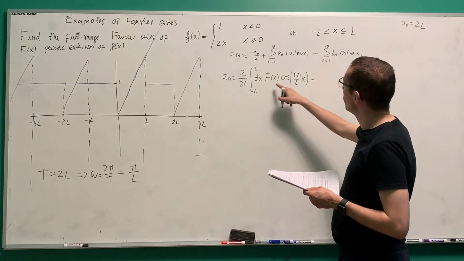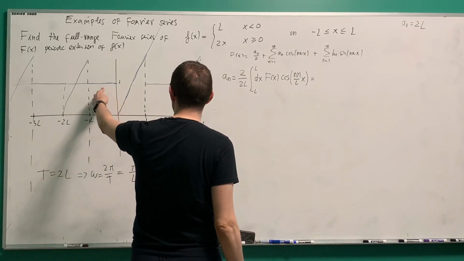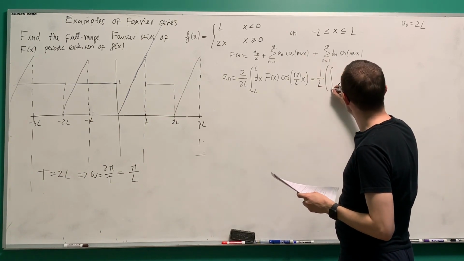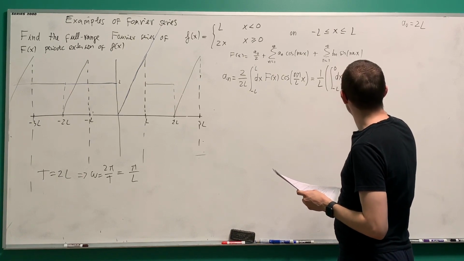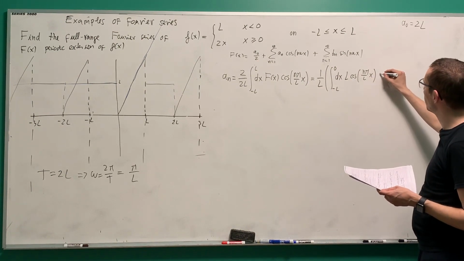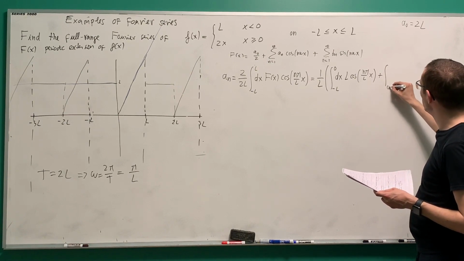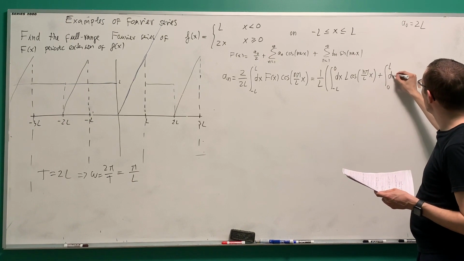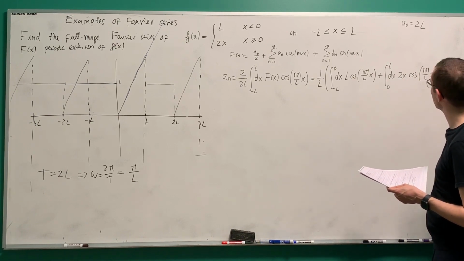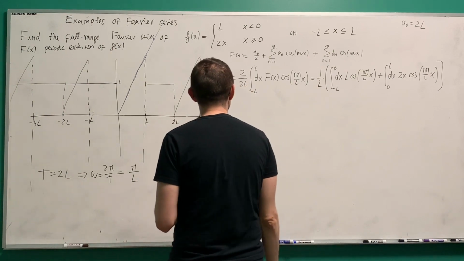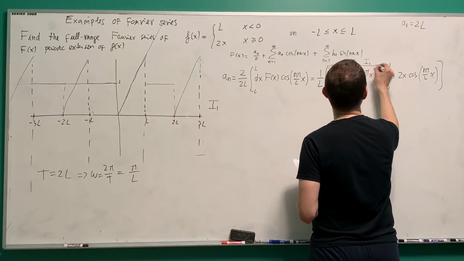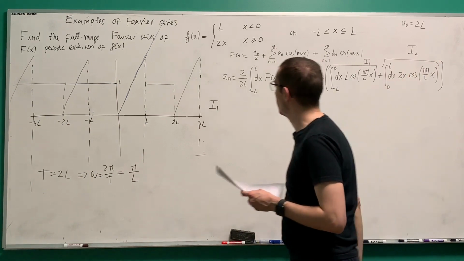Alrighty. Now, the problem with that is that f of x is a piecewise function. So it's one form from minus L to 0 and another form from 0 to L. That means I get 1 over L, common factor, of two integrals. The integral from minus L to 0 dx of L cosine of n pi over L x, and then plus the integral from 0 to L of dx of 2x cosine n pi over L x. And we need to do these two integrals. So let's deal first with I1. I give them names, all right? So this one is I1, and I call this one I2, okay?